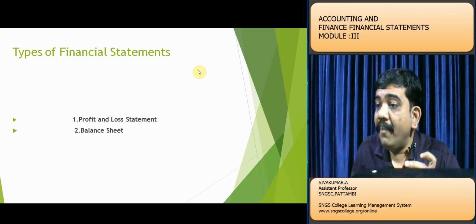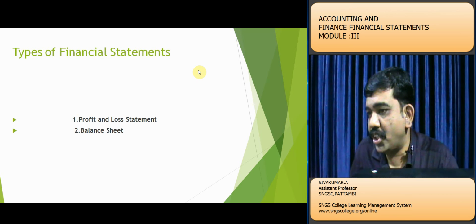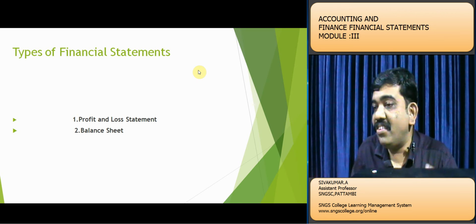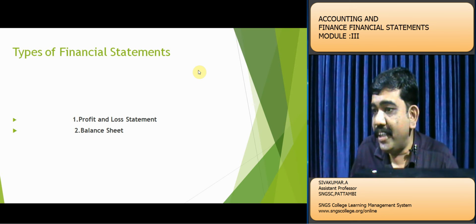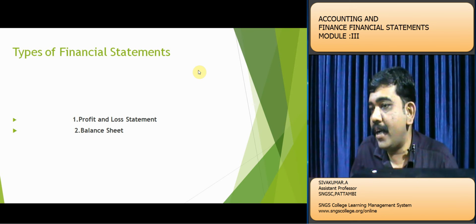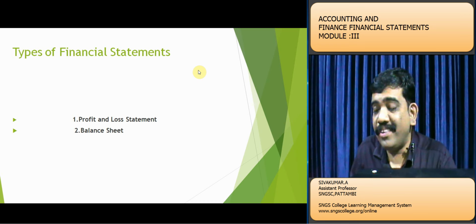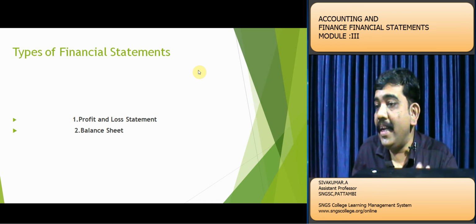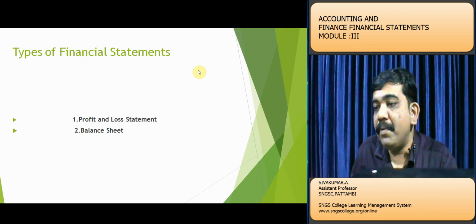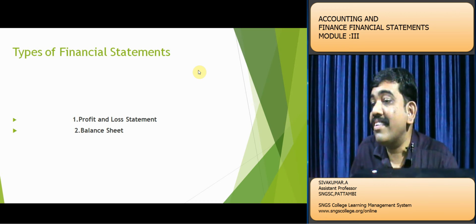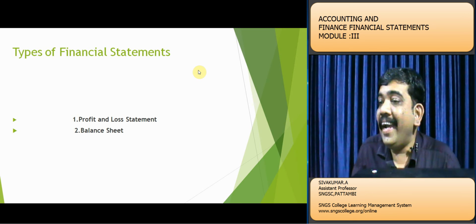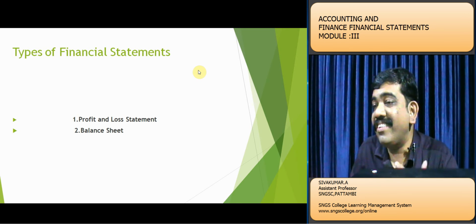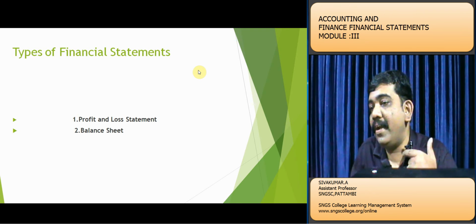There are 5 different types of business owners. What are the 5 different types of business owners? One is sole trading concern, and second one is partnership firm. Third one is joint stock company. We may classify a joint stock company into 2. One is public limited company and other is private limited company. And the fourth one is cooperative type of organization. And the last and not the least, government departments or government companies.